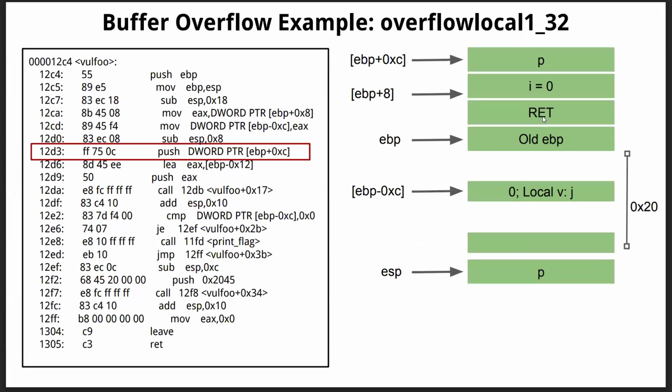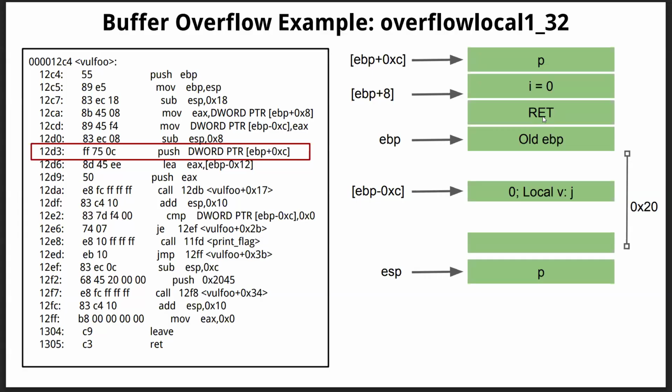Then we are pushing EBP plus C to the stack. What is EBP plus C? EBP plus 8 is the first argument. EBP plus C is the second argument. The second argument is that string's address, the command line argument string. We are pushing that address onto the stack again.